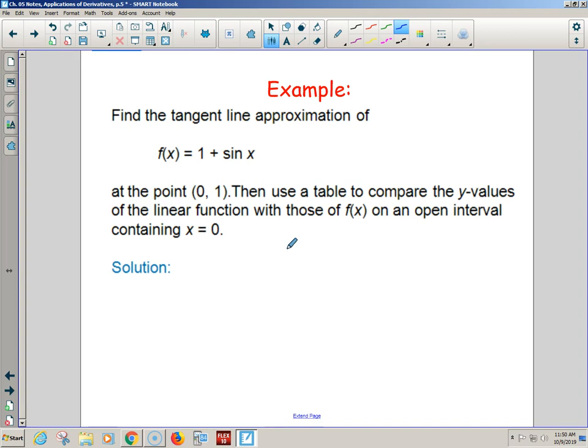Alright, check in your groups. You guys have the tangent line approximation? Shouldn't be too bad, right? Yeah.